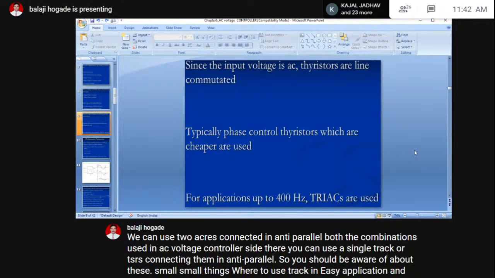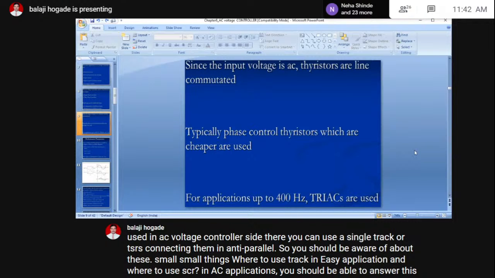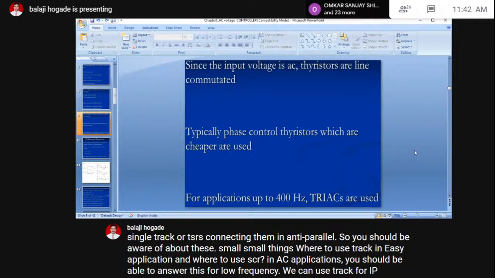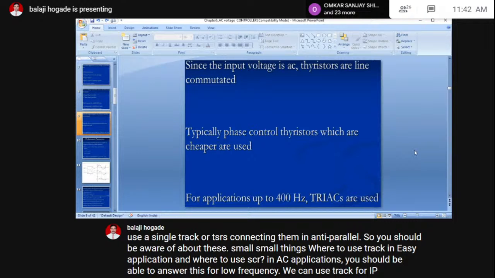For low frequency, we can use triac. For high frequency, we can use SCR. Similarly, for low power, we can use triacs. For high power, we can use SCRs.